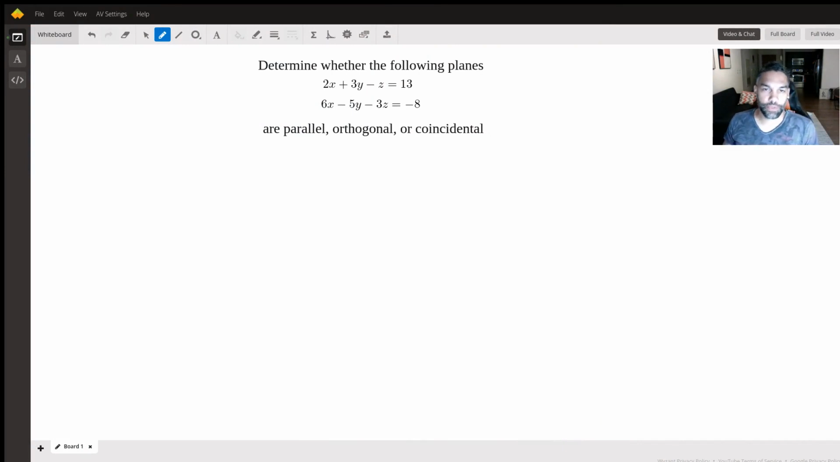I tutor a number of topics in mathematics, but today we have the following problem. We want to determine whether the following planes, with these equations that you see on the board here, are parallel, orthogonal, or coincidental. Coincidental means basically they're the same plane; they just lie on top of each other.